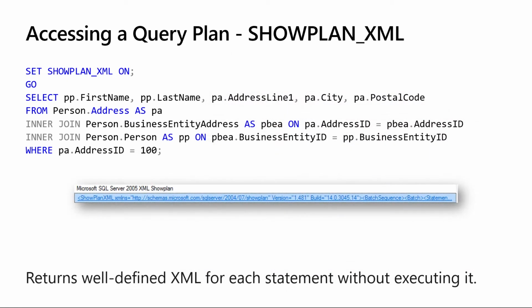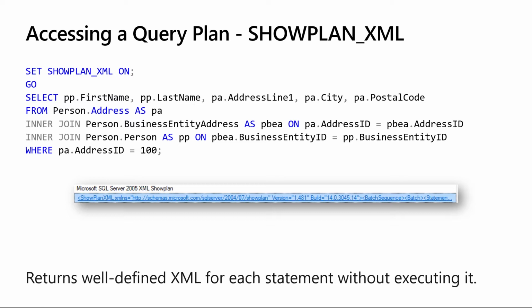Then we have SHOWPLAN_XML. This option produces the same estimated plan that we've seen in the previous two options, but as an XML output tree. Because it's generated as a link when I use it in SSMS, it can be interpreted by SSMS as a graphical estimated plan. Because remember, this hasn't been executed yet. So as such, it is the plan as it was created by the query optimizer and output and cached, and so it hasn't been executed yet.